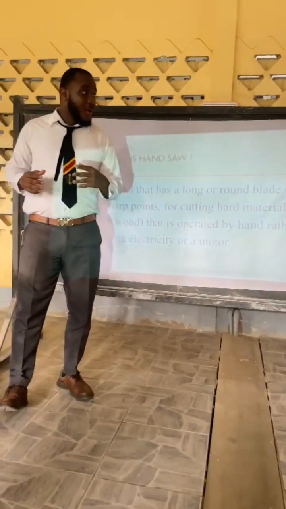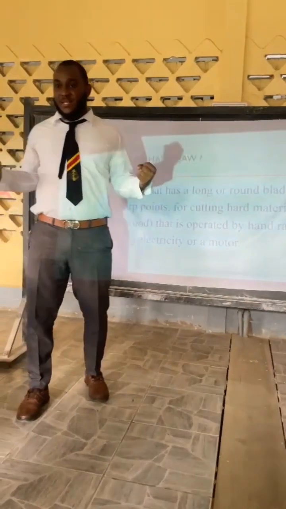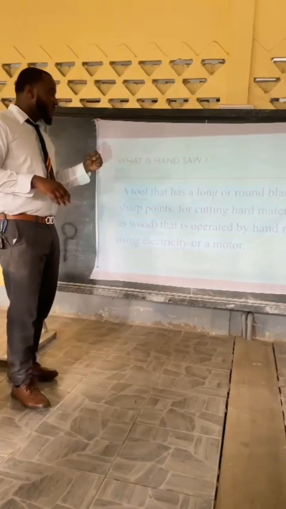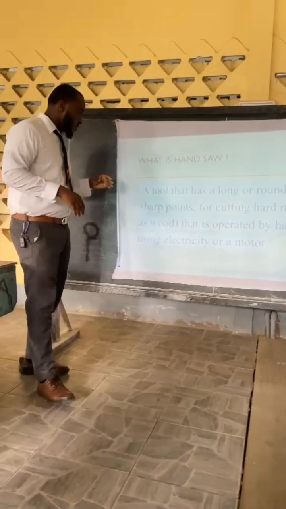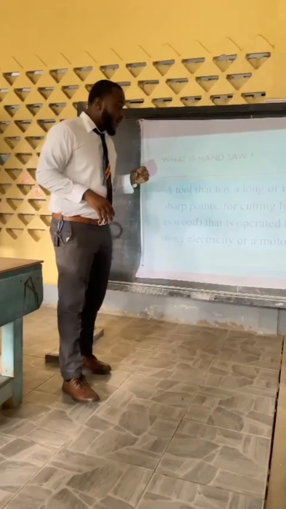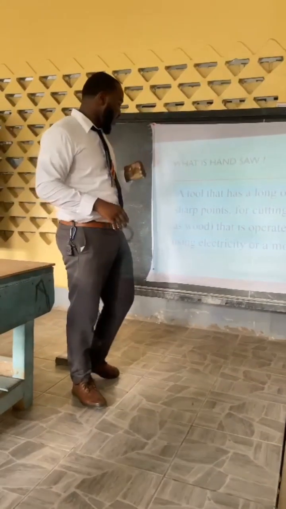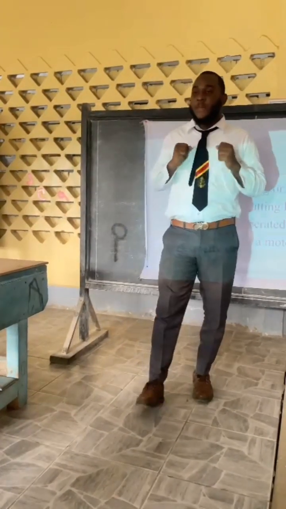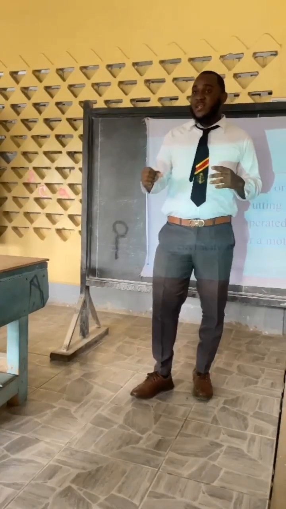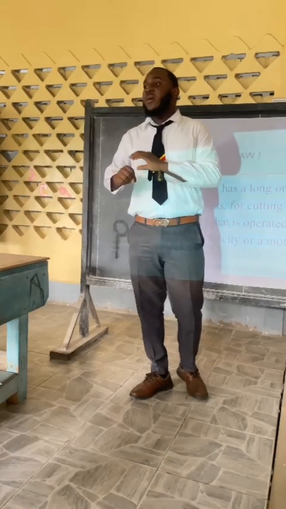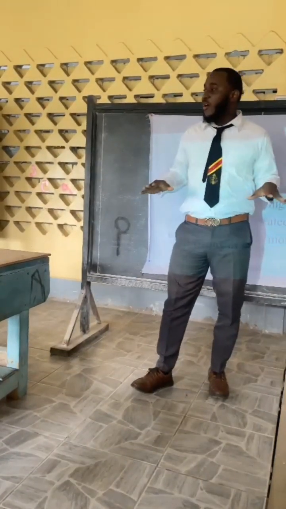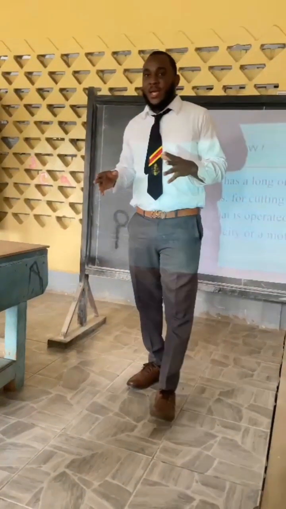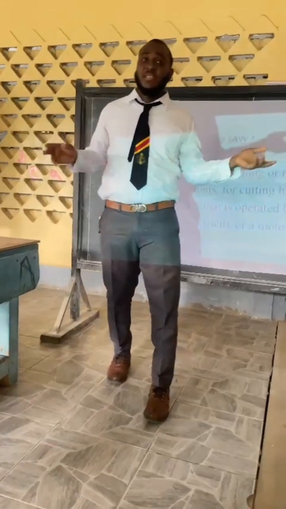Or what we know as teeth. Sharp teeth, sharp edges. Good. It is used for cutting hard materials such as wood, and is operated by hand rather than using electricity or a motor. So we operate a handsaw using our hand, right? No current or no motor. It's just our hand. It is used for cutting hard materials such as wood.